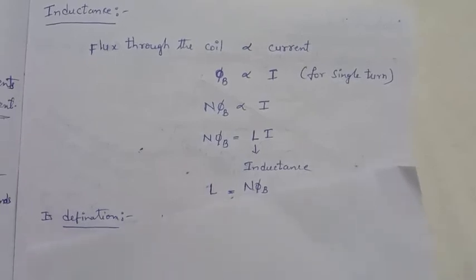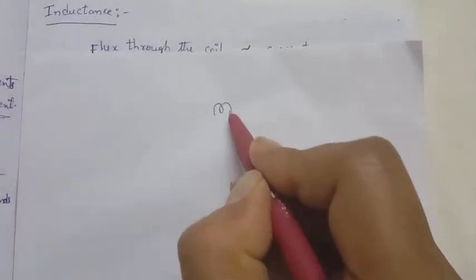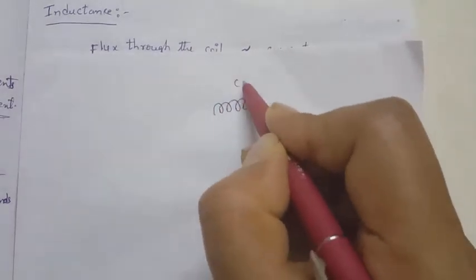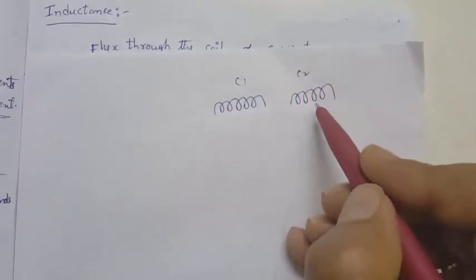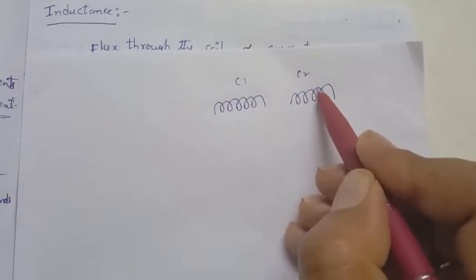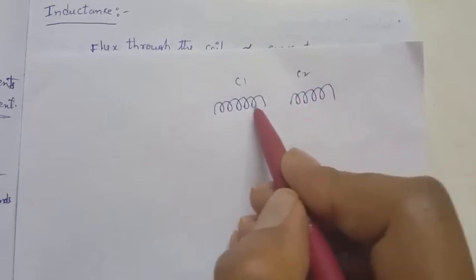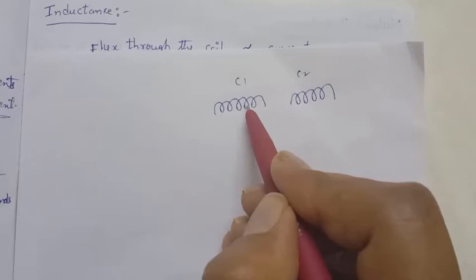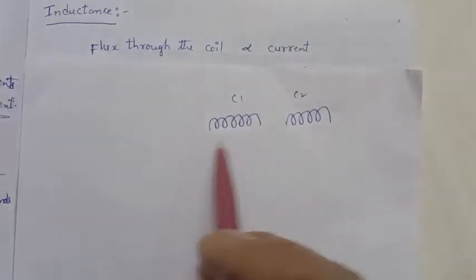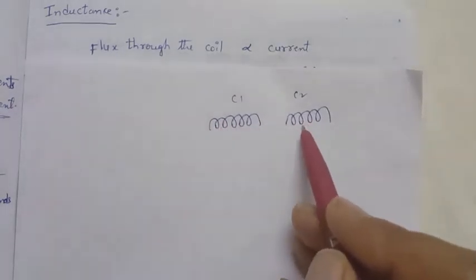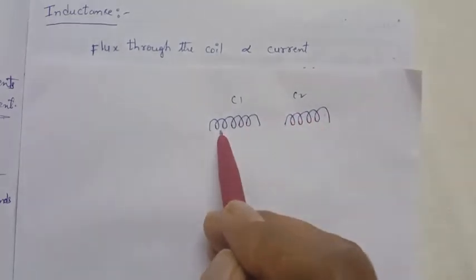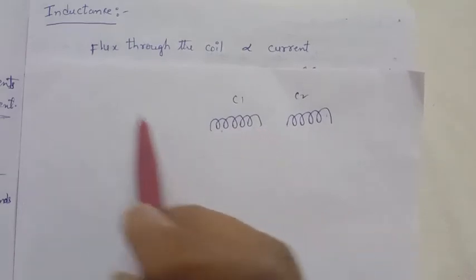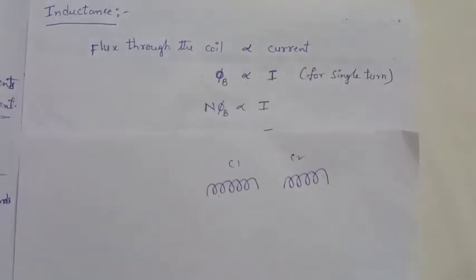So, what is inductance? Suppose there is a coil C1 and a coil C2. If you change the current through this coil, then the magnetic flux through the other coil will change. That means the flux through this coil is directly proportional to the current. If you increase the current, the flux through the coil also increases. That means flux through the coil is directly proportional to current.